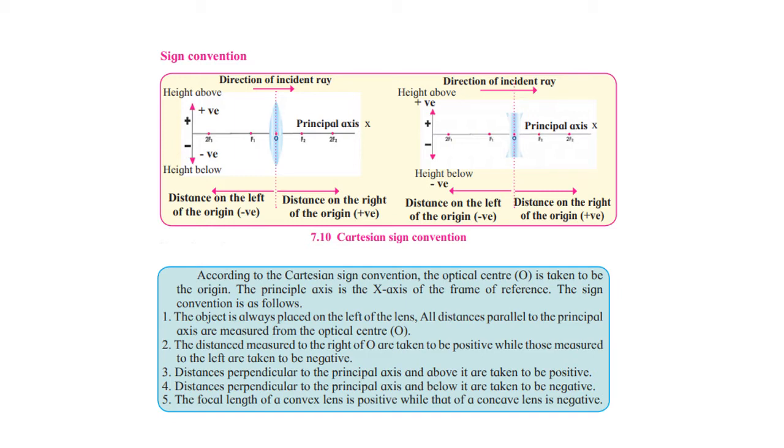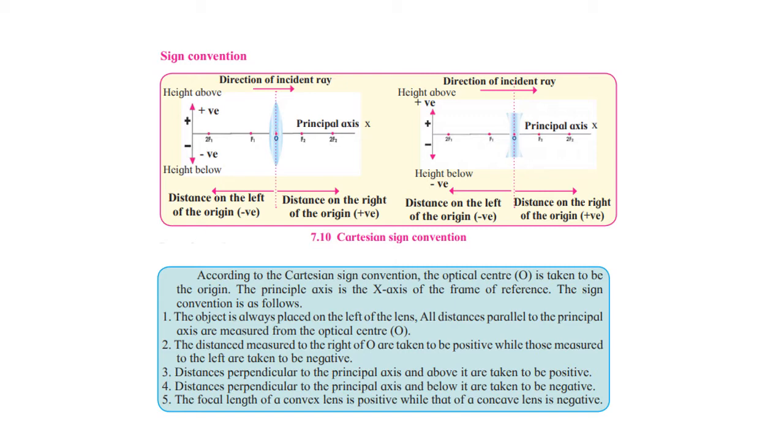Now whenever we are drawing a diagram, we need to remember certain things. The first thing is that the object is always placed on the left of the lens. If you look at the diagram, you can see it's shown positive, negative, that is on the left of the lens. All distances parallel to the principal axis are measured from the optical center. That means when you are measuring on the left hand side, it will go from O towards left, and when you are drawing for the right hand side, it will go from O to the right hand side.